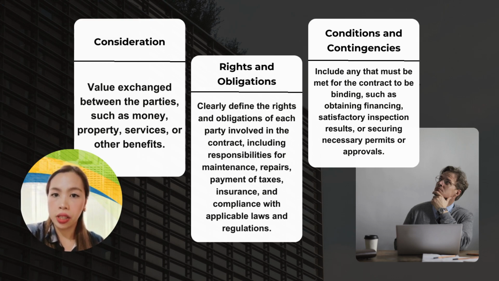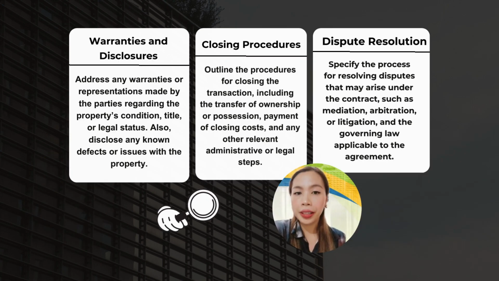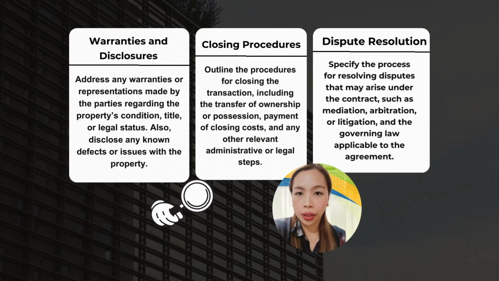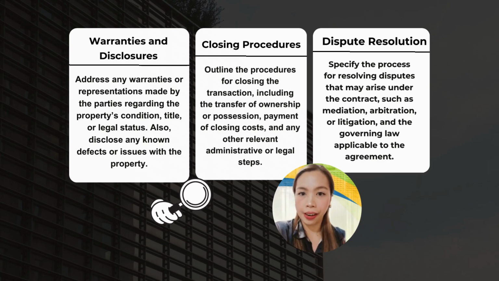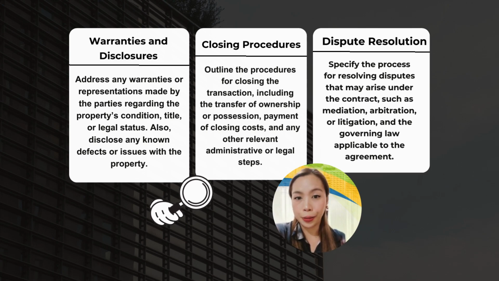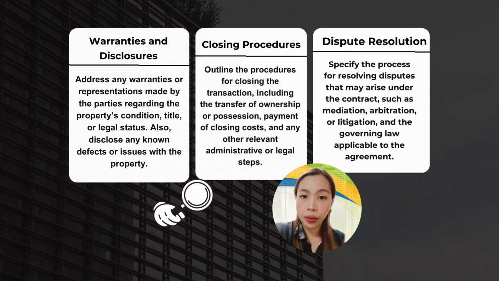Conditions and contingencies. This includes any conditions or contingencies that must be met for the contract to be binding, such as obtaining financing, satisfactory inspection results, or securing necessary permits or approvals. Warranties and disclosures. So this addresses any warranties or representations made by the parties regarding the property's condition, title, or legal status. Also disclose any known defects or issues in the property.